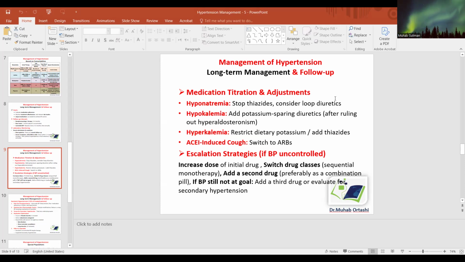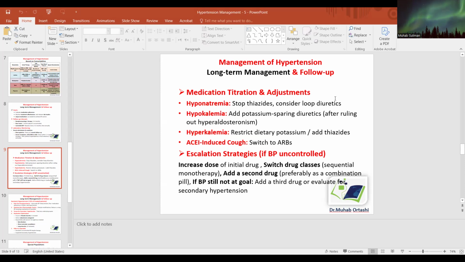ACE inhibitors induce cough. If the patient develops a persistent dry cough with ACE inhibitors, we can switch from ACE inhibitors to ARBs, which don't cause cough. And then we can do an escalating strategy. We can increase the dose to control the blood pressure, and we can switch drug classes, which is sequential monotherapy. So we change from one drug to another if the patient develops a severe adverse effect, for example, and add a second drug to control the blood pressure.